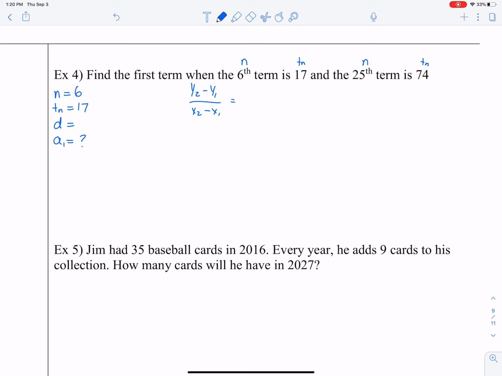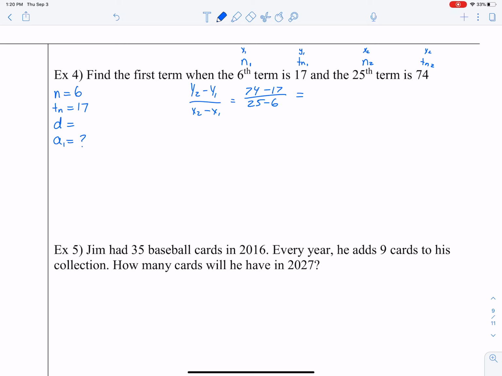So let's just label these. We'll label this one 1s because they're first, and we'll label these 2s just so that it falls into our formula. And we're going to have our tn values be in the y position. So this is going to be our x1, that's going to be our y1, it's going to be our x2, that's going to be our y2. So we're going to do 74 minus 17, and then we're going to do 25 minus 6.